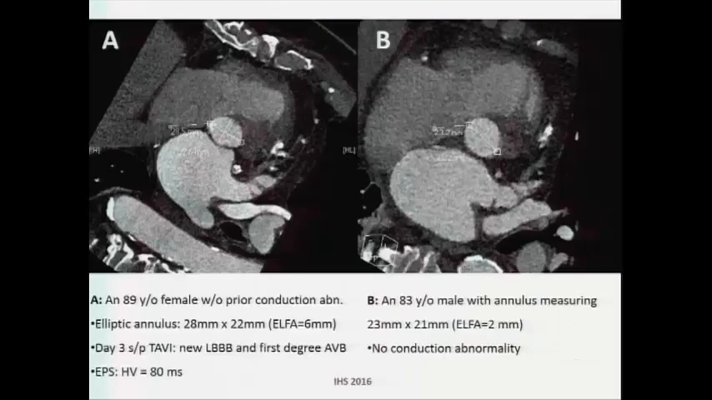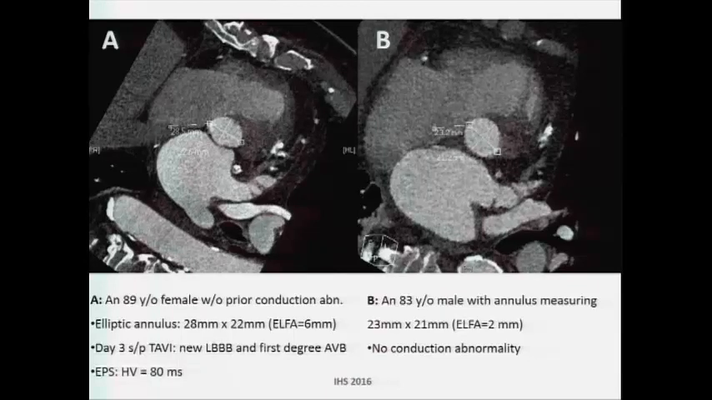Here is an example. On panel A, you see a CT scan of an 89-year-old female without prior conduction abnormalities. Her maximal diameter was 28 millimeters. Her minimal diameter was 22 millimeters, which resulted in an elliptic factor of 6. On day 3 after implantation of the prosthetic aortic valve, she developed a new left bundle branch block and prolonged PR interval. She was taken into the electrophysiology lab, and the infranodal conduction abnormality was demonstrated, and she was subsequently implanted with a permanent pacemaker.